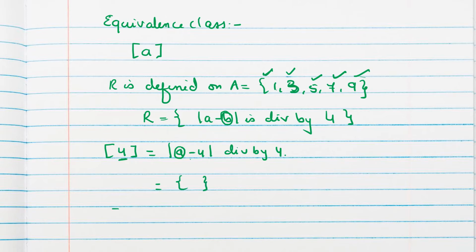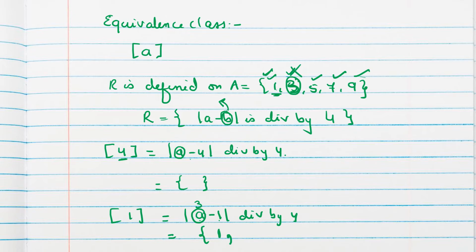Okay. So suppose in the same case, if I want to find the equivalence class of 1, then instead of B I should write 1. And divisibility by 4 I have to check. So for A, I should substitute elements from this set. So 1: if I substitute, 1 minus 1 is 0, and 0 is divisible by 4. That means 1 is an element of this equivalence class. Then 3 we will substitute. 3 minus 1 is 2. 2 is not divisible by 4.